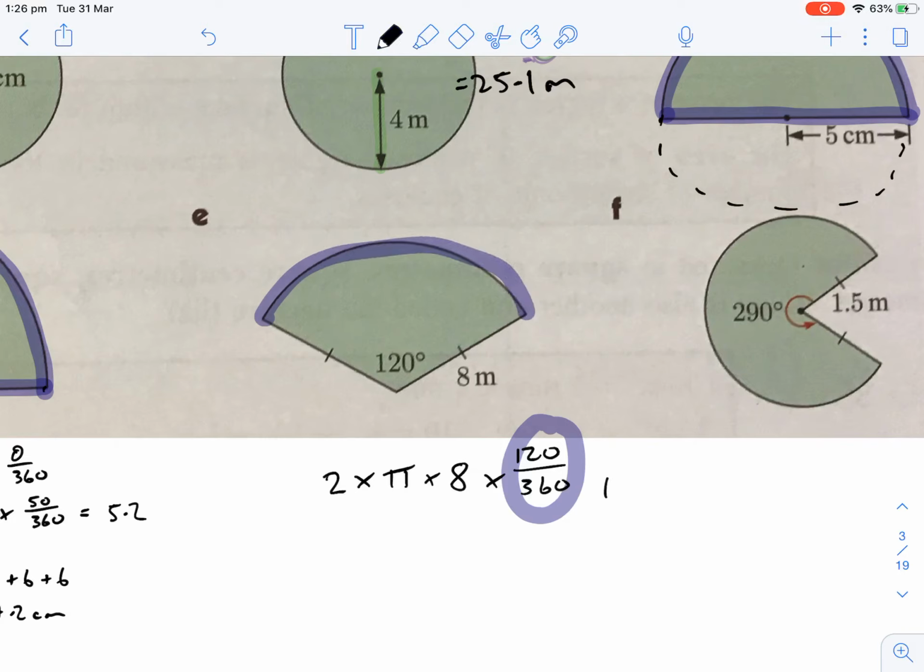And then to get the full perimeter, you would then add on the 2 straight radius lengths to the sides here.